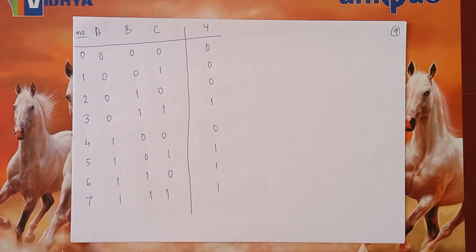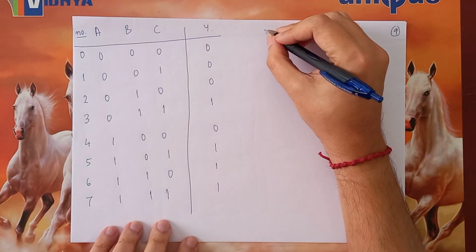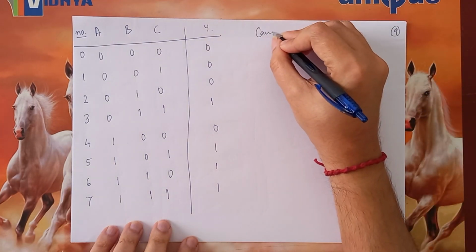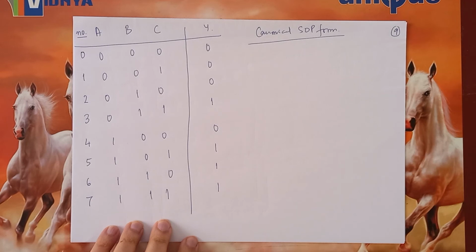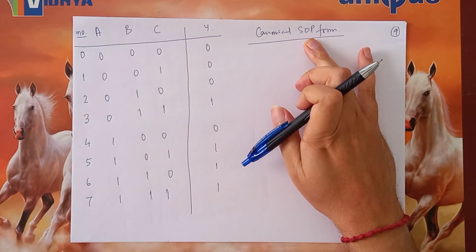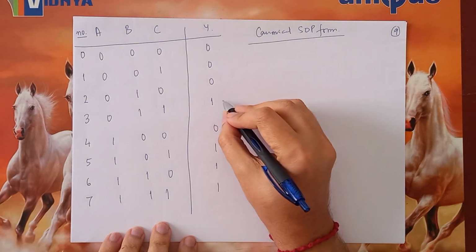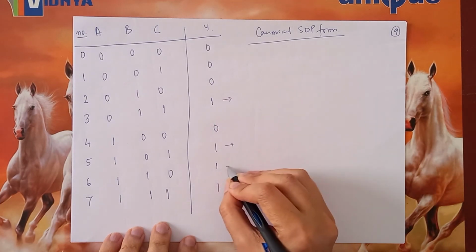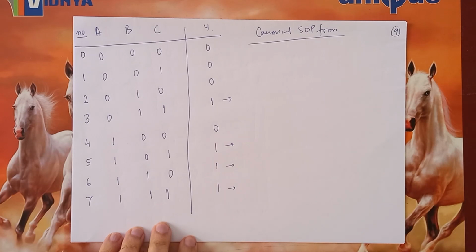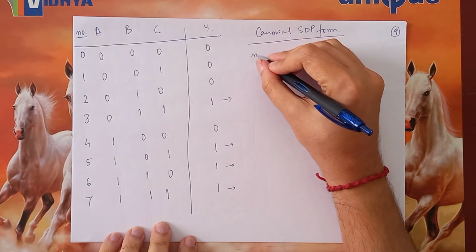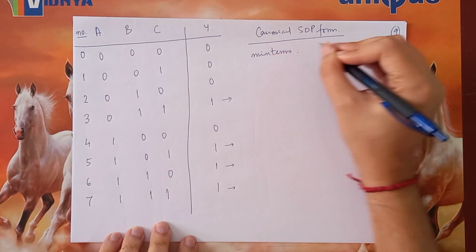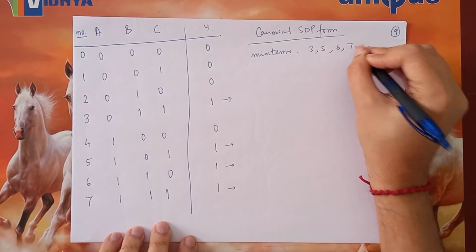So now suppose we want to write the canonical POS or SOP form, we can do that. So let us write the canonical SOP form, but using min terms. So if I want to write in SOP form, I have to look for ones. So the min terms are this, and this. That is row number 3, 5, 6 and 7. So the min terms are 3, 5, 6 and 7.